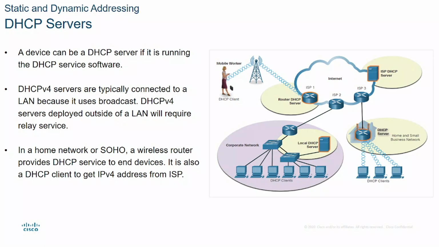DHCPv4 servers are typically connected to a LAN because they use broadcast. DHCP version 4 servers, that's what v4 means, deployed outside of a LAN will require relay services. In a home network or small office, home office network, a wireless router provides DHCP service to end devices. It is also a DHCP client to get an IPv4 address from the internet service provider. So just like you have here, this is a DHCP client, and she's using a mobile network.